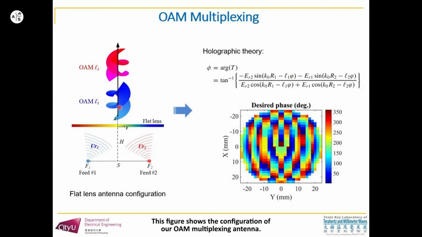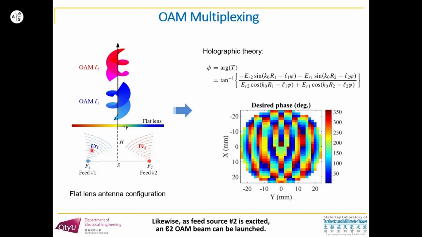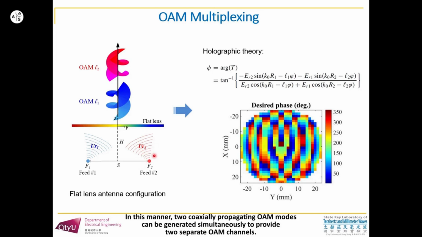This figure shows the configuration of our OAM multiplexing antenna. The antenna was designed such that when feed source 1 is excited, the lens can generate an L1 OAM beam propagating along the broadside direction. Likewise, as feed 2 is excited, an L2 OAM beam can be launched. In this manner, two coaxially propagating OAM modes can be generated simultaneously to provide two separate OAM channels.